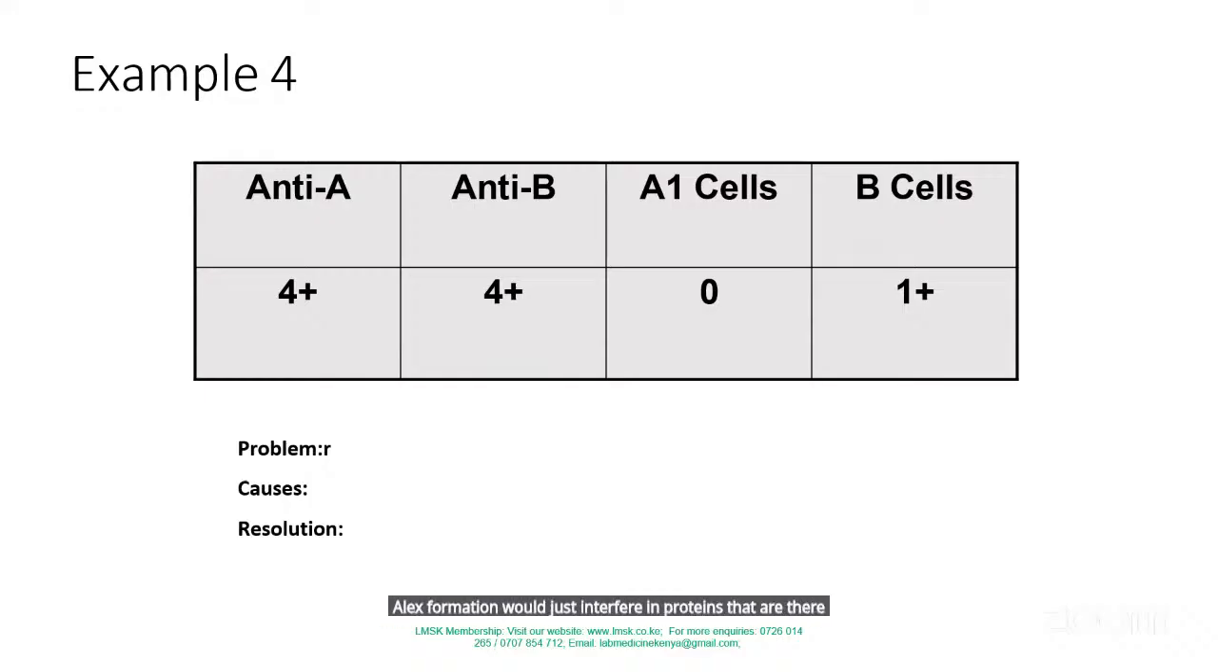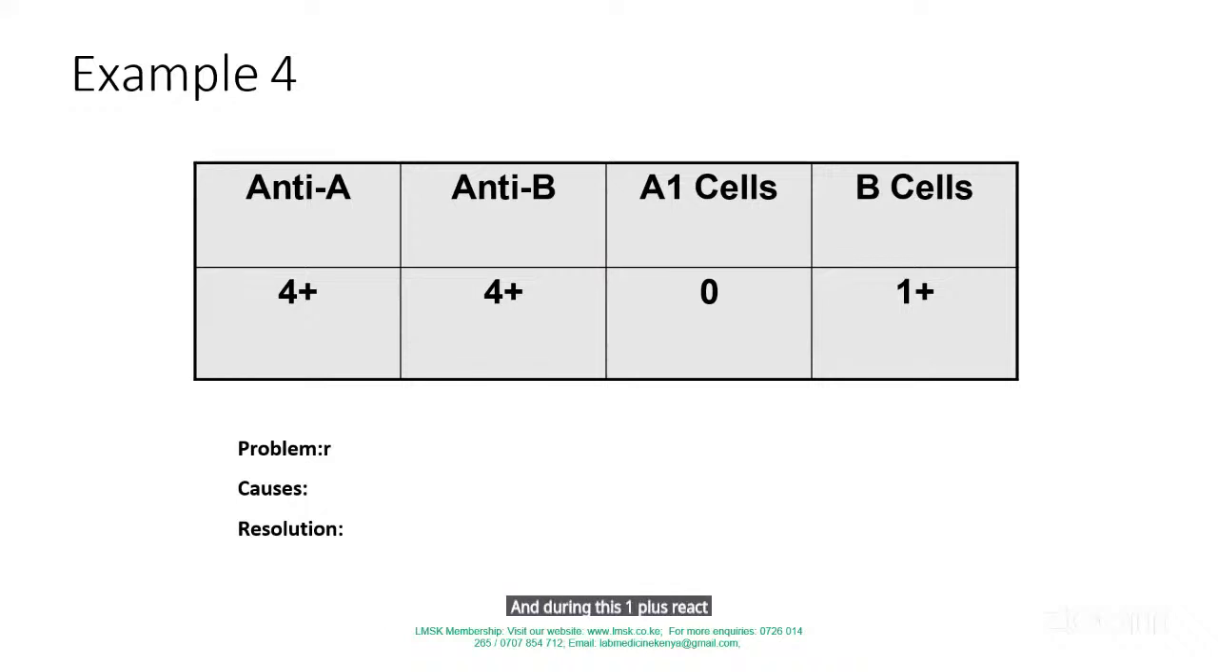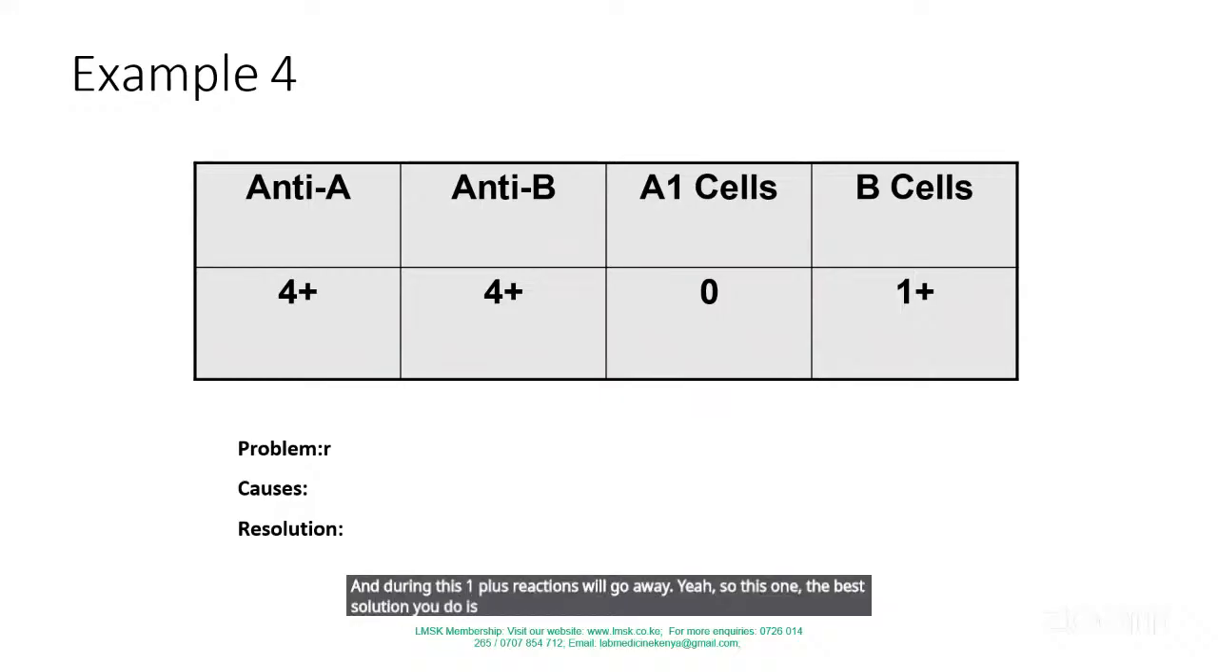Maybe the patient is having multiple myeloma. So for Rouleaux, it's very easy. You can do the saline replacement technique as we had discussed. Then the saline will be able to disperse the cells, and this 1 plus reaction will go away. So this one, the best solution you do is saline replacement, or rather wash the cells with saline around 6 to 8 times and then repeat.